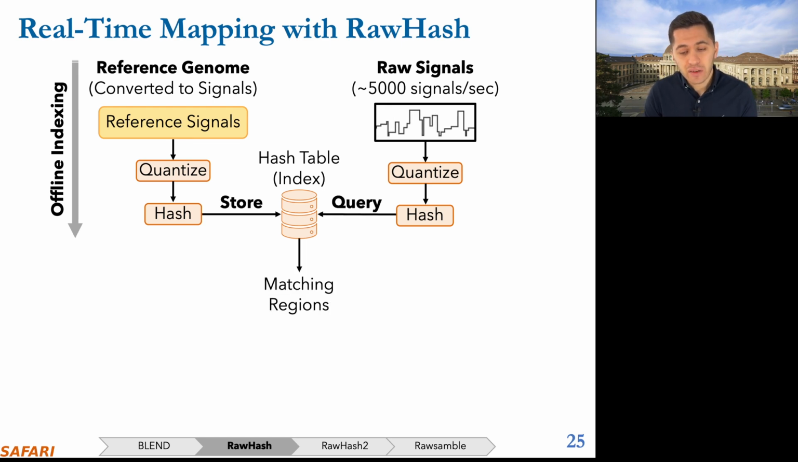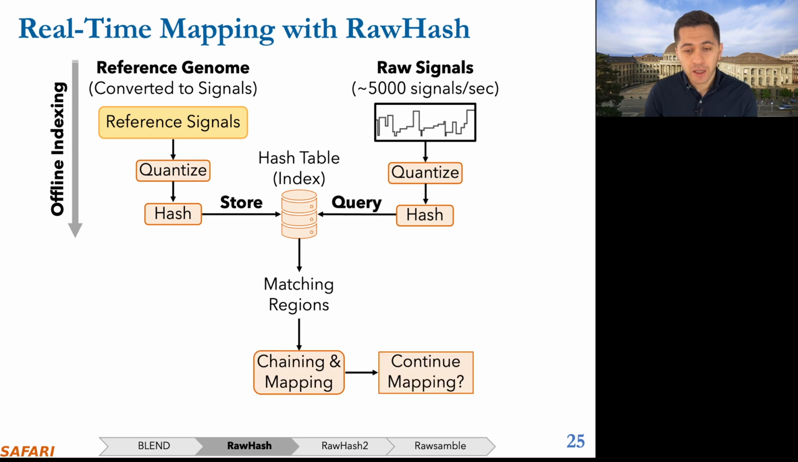Second, in real time, we query the hash values we generate from streaming raw signal data, which identifies matching regions between the reference genome and a read based on hash matches. Third, we use a classical chaining and mapping process to determine if a read is mapped based on the chaining information we have so far.